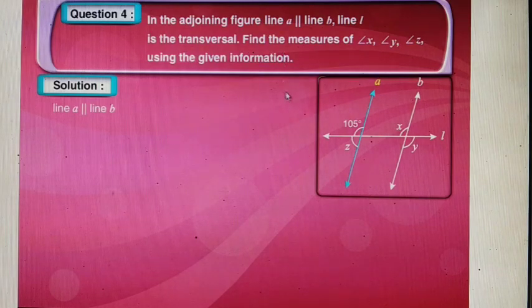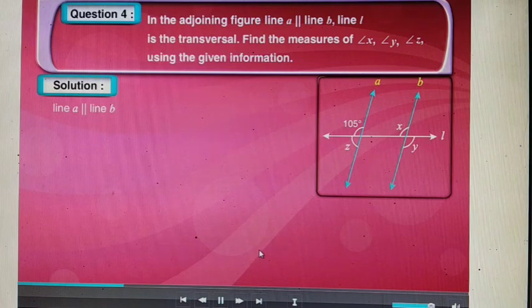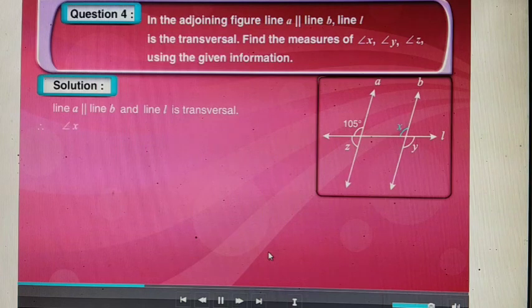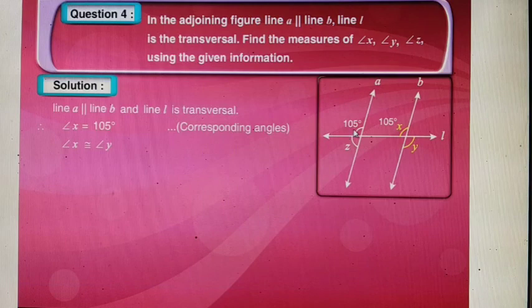Now let's start the solution. First we will take line A is parallel to line B and the line L is a transversal. Therefore, angle X is equal to 105. Reason will come corresponding angles. See here, this angle is given 105 and if I skip this angle and take directly X, so X and this angle will be congruent. Since its value is 105, X value will also be 105. Reason will come corresponding angles.